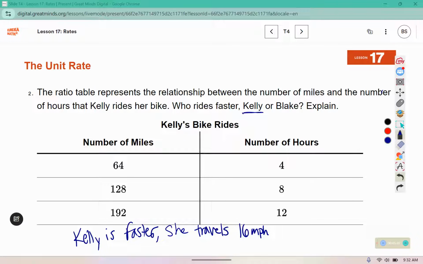MPH stands for miles per hour. Since 16 is greater than 15, that means Kelly goes farther in the same amount of time, so she is faster.